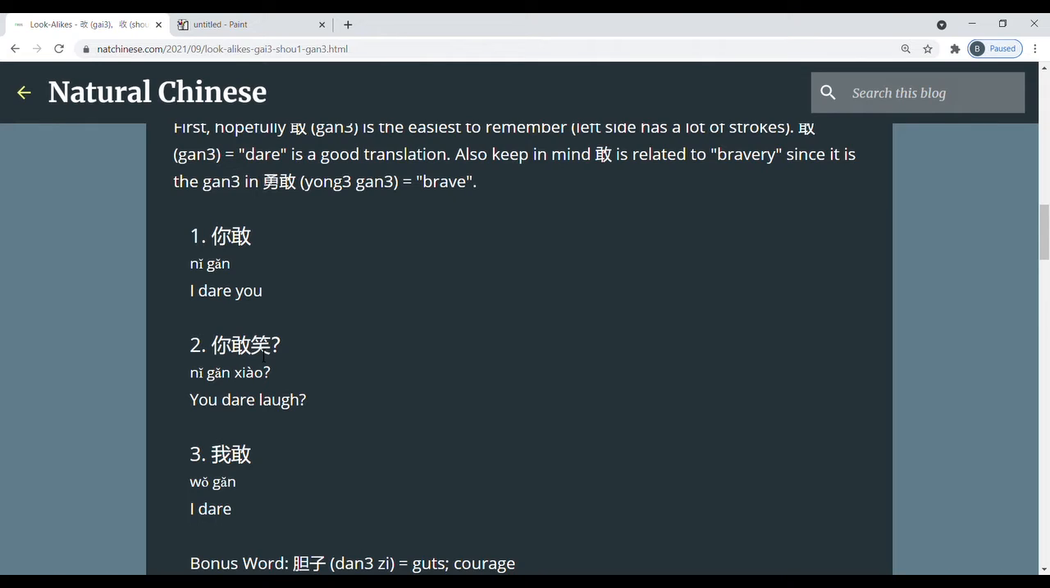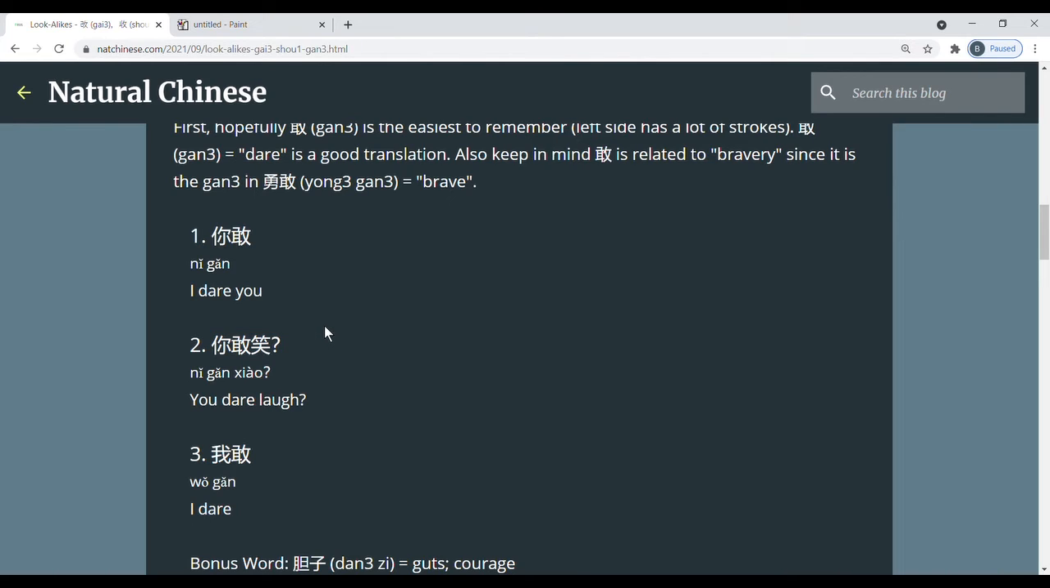The second example, I just added another word, so 你敢笑. 笑 means laugh, and it's kind of like "you dare laugh." Remember how bravery is also related to the word, so it's like you're brave enough in this situation to laugh. The situation I thought of is if you're playing a sport and you have a strict coach who is scolding you, and for some reason you start laughing, then your coach might say 你敢笑, like you dare to laugh in this situation, you're brave enough to laugh in this situation.